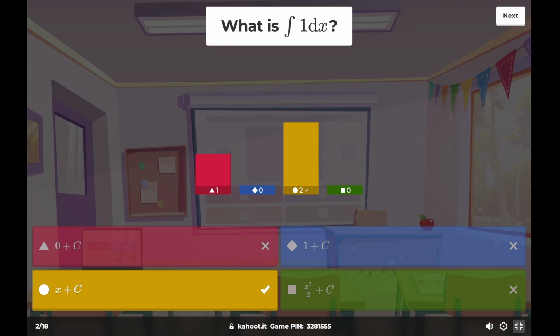For this question, we are doing an indefinite integral, so we need a plus C at the end. Then we're integrating 1, so it is going to be x, because the derivative of x is 1. Since we're not doing derivatives, it is not 0, unfortunately. By the way, for people who just joined, you can still join by clicking on the link. We still have plenty of questions left, since we just started.